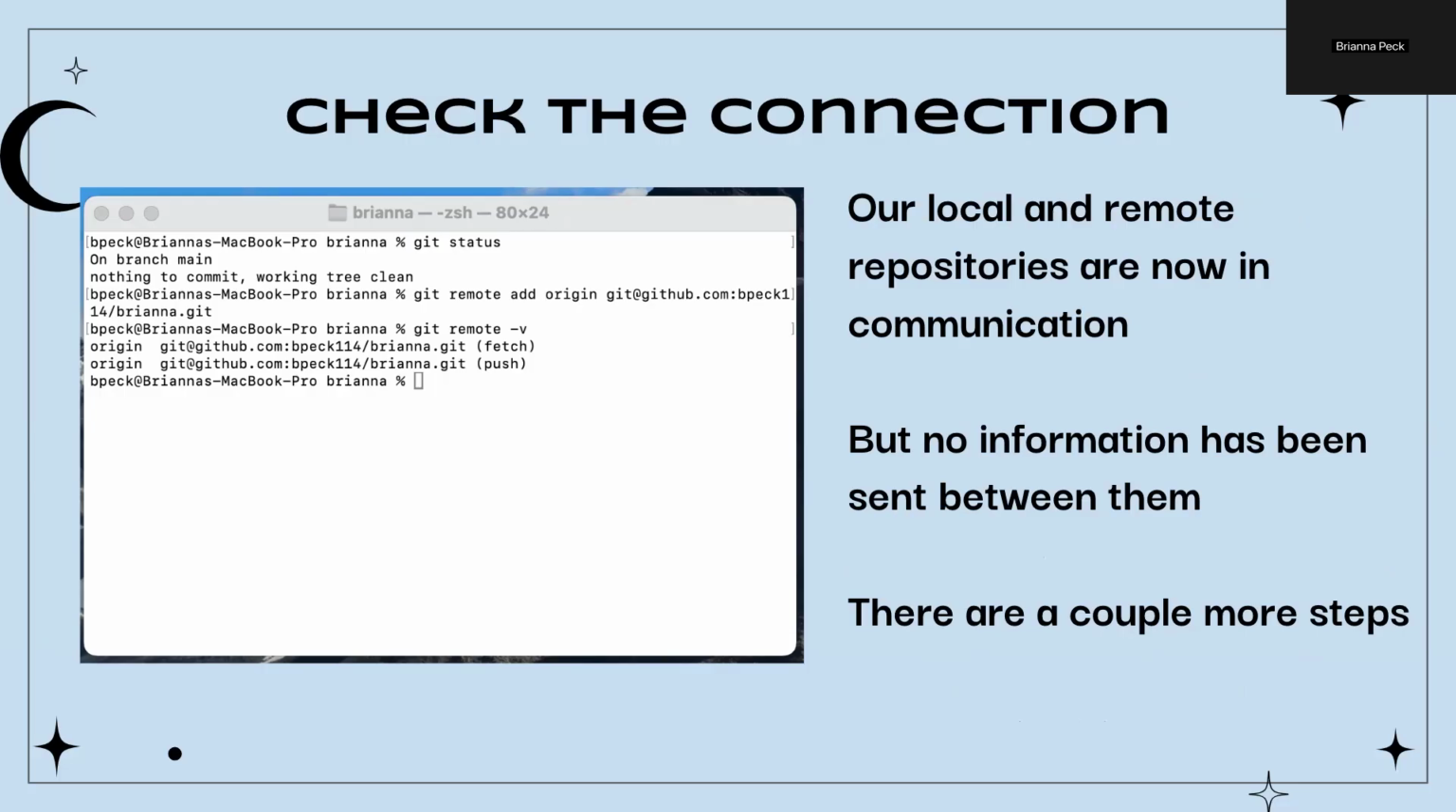So now our local and remote are connected. Yay. But if you open up your GitHub now, you're not going to see anything there. It's still going to be empty. That is because we have not actually pushed any files or information from our local to our remote. So we're going to do that.